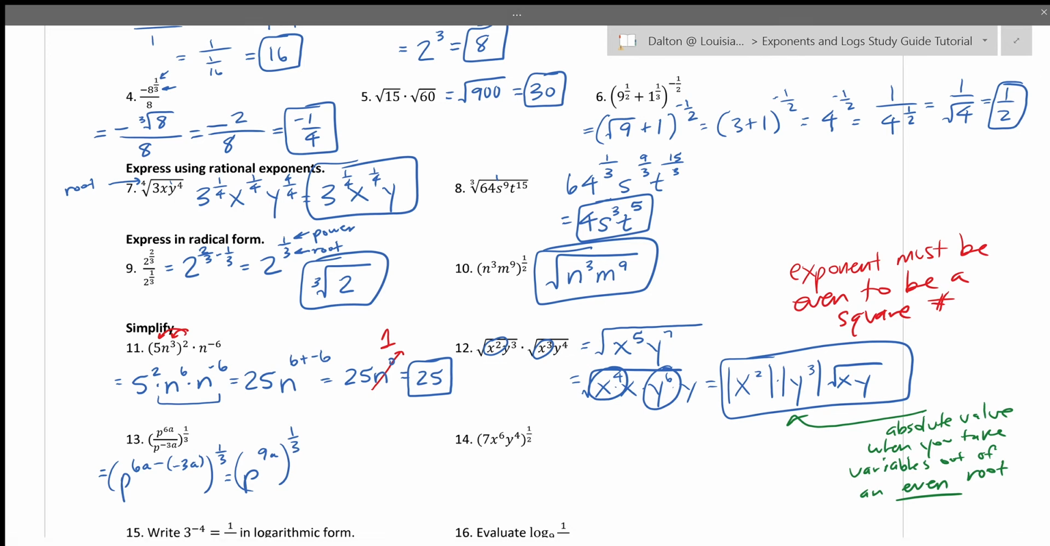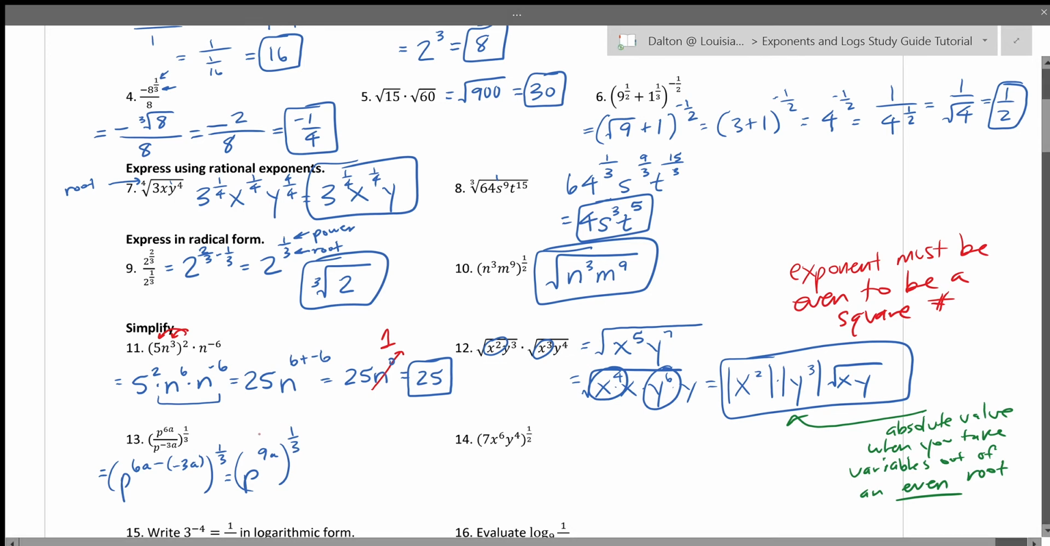And then the rule when you have a power to a power is you multiply that into your exponent. So that'll be p to the 9a times 1/3. If this is technically 9a over 1, with fractions you multiply numerator with numerator, denominator with denominator. So this would be 9a over 3. And then, of course, 9 divided by 3 is 3. So this will just be p to the 3a power.